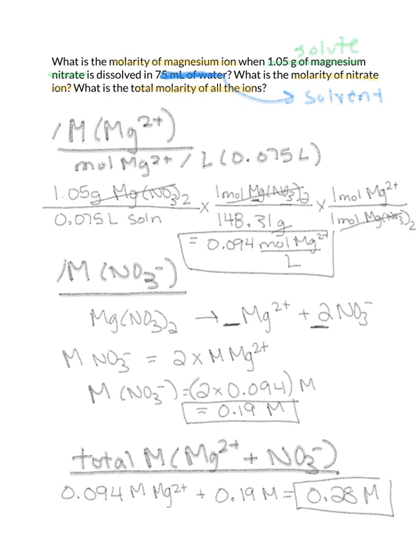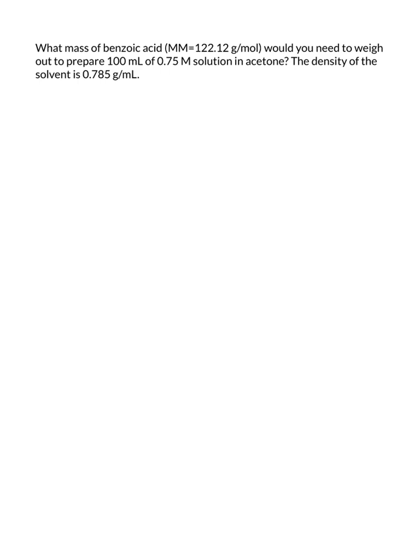Let's try another one. So here we go. Now we've got a problem where we were provided with the molarity of the solution we wanted and the volume. We were provided with the molar mass and the name of the solute. And we were provided with the density of the solvent. I'm going to let you try this. Pause it and see what you can come up with. What I want you to know, though, is that at least one piece of information given here is extraneous.